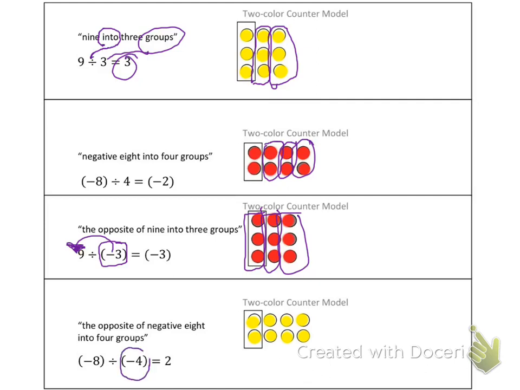Here, again, we cannot have a negative amount of groups. So we have to apply this negative sign to our dividend. So we need to find the opposite of -8 into 4 groups. So here I have my 8 yellow counters, and I'm going to divide them into 4 groups, and we end up with +2 counters. These are yellow, which means they're positive. So negative 8 divided by negative 4 gives us 2.